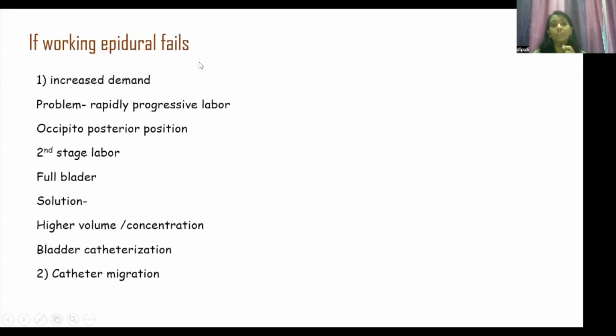The epidural was working for 2 boluses. Now it is not working. This could be because the demand has increased or the catheter has migrated. Demand increases in cases of rapidly progressive labor, occipito-posterior position, second stage of labor, or in case of full bladder. In these cases, we should manage the problem using higher volume and concentration, and bladder catheterization.